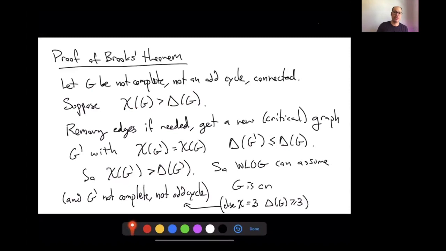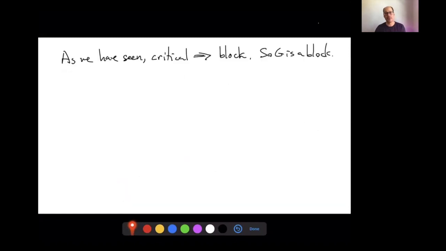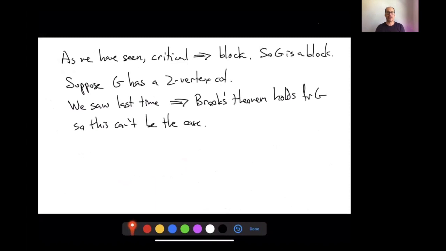So without loss of generality, we can assume that we actually have a critical graph, because if we have a counterexample, then we can find a counterexample that was critical. That's the point. Okay. Now we've seen in the previous video that if you're critical, then you're a block. So we can assume we have a block, no cut vertices. What if you have a 2-vertex cut? Well, if you have a 2-vertex cut, we saw in the last video that Brooks' theorem has to hold. So we're assuming it doesn't hold, so we don't have a 2-vertex cut. So in other words, our graph is at least 3 connected. You have to remove at least 3 vertices to disconnect it.